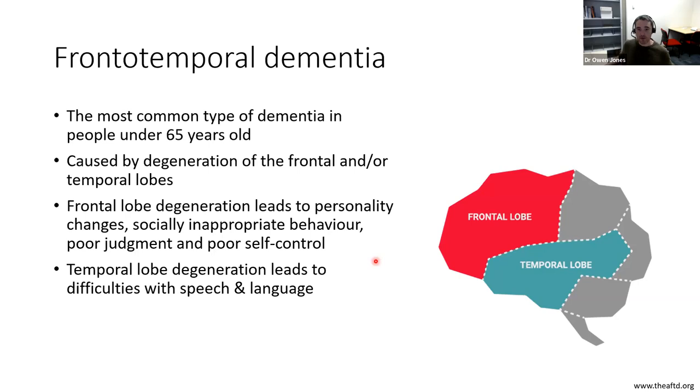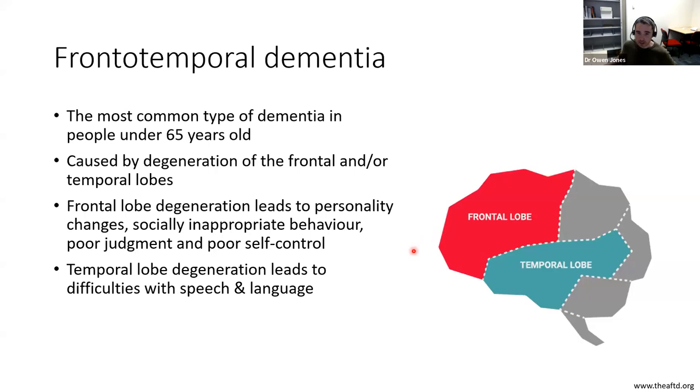Now, if the frontal lobe is hit first in this condition, this can lead to quite significant changes in personality. So for example, people might start displaying socially inappropriate behavior. They might be less able to regulate their own behavior. They would display poor self-control and perhaps poor forward planning, poor judgment, and so on.